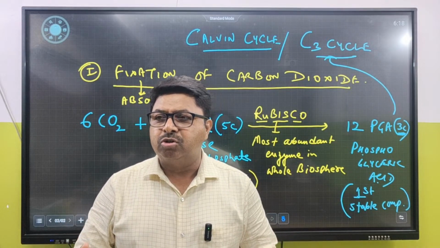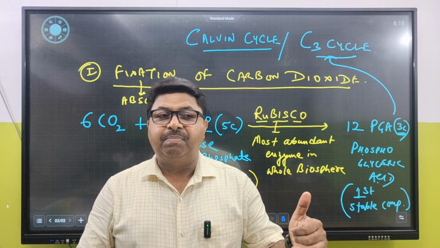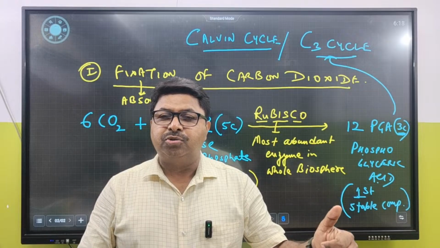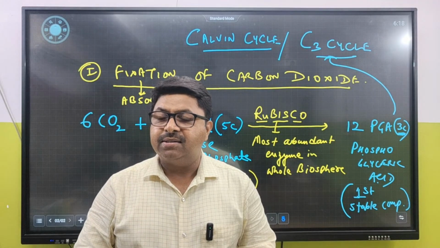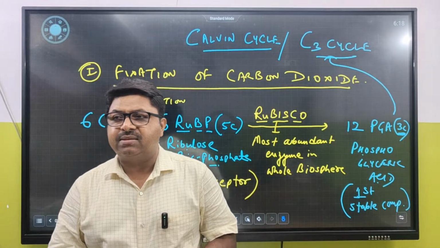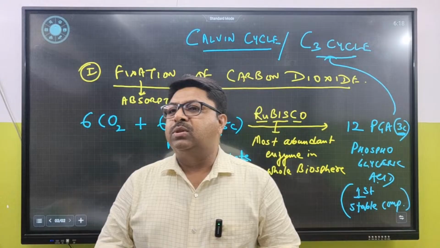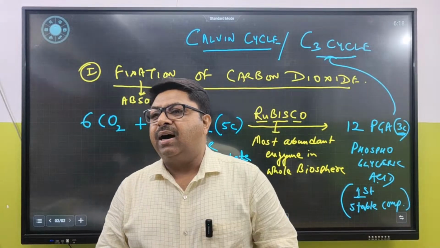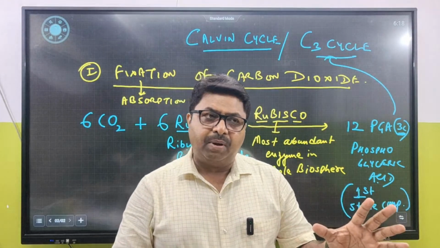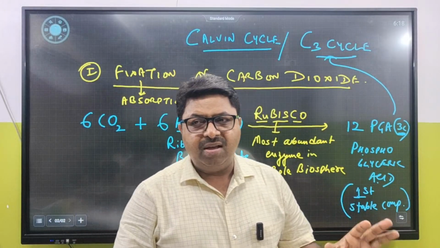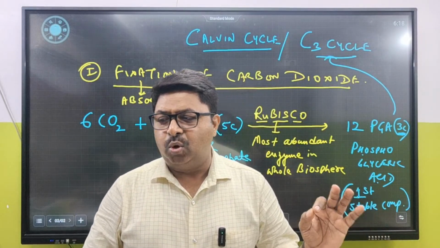The next topic is that some plants also show a cycle called the C4 cycle. That means they are C4 plants. Why do we call them C4? Because the first stable compound is a carbon 4 compound. What is the name of the carbon 4 compound? It is oxaloacetic acid, OAA.